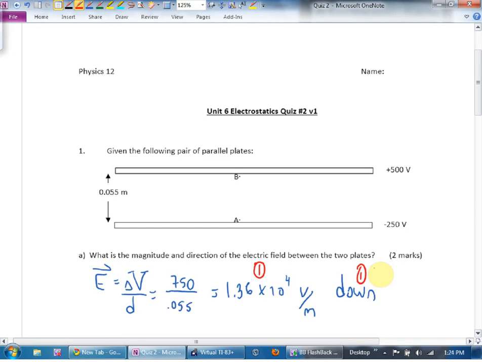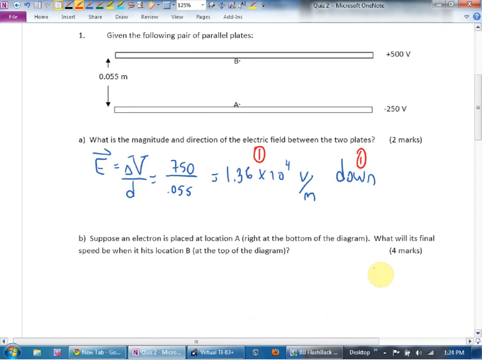B. Now, B says, suppose we put an electron down there. Which way does the electron want to move? Up. It wants to essentially fall to the ground, but the ground is up, hence the video that I showed you a few moments ago. Not everything is up is down, down is up. This is just like dropping an object and letting it hit the ground, except when you're dropping this electron, it's going to fall up.